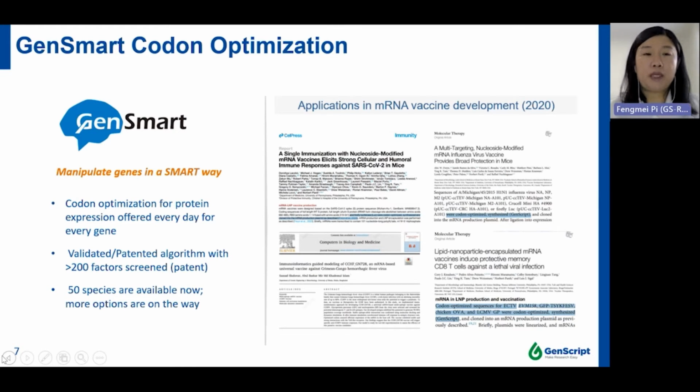So, starting from the beginning, the design of the mRNA is very important. We'd like to introduce GenSmart, which is a very good tool to optimize your ORF sequences. It has a good algorithm for codon optimization that can help to optimize the protein expression of that mRNA, and it has been validated and patented, with more than 200 factors screened in the algorithm development. There's a paper published showing that sequences optimized using the GenSmart algorithm had the best results in vaccine development and other previous research.